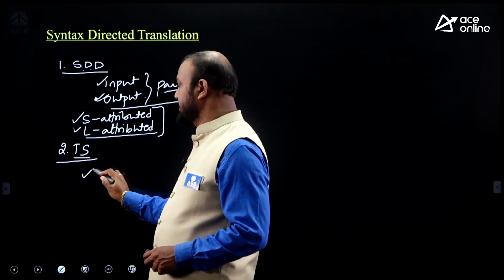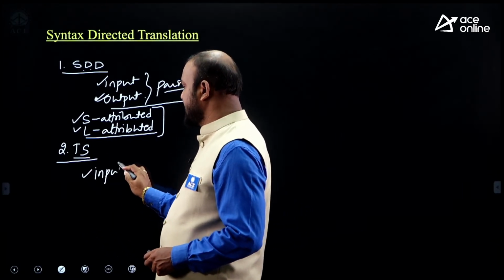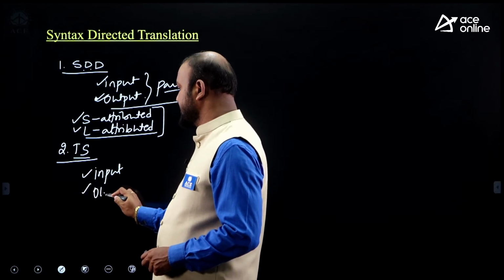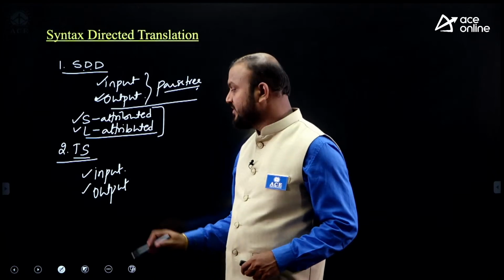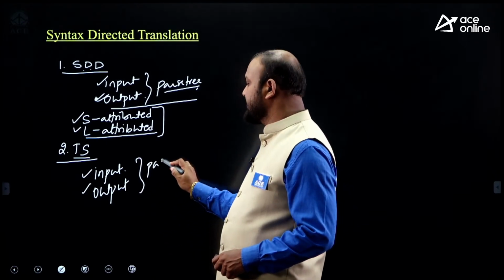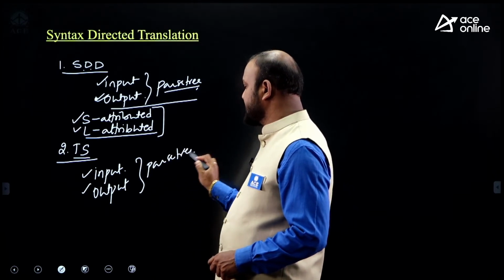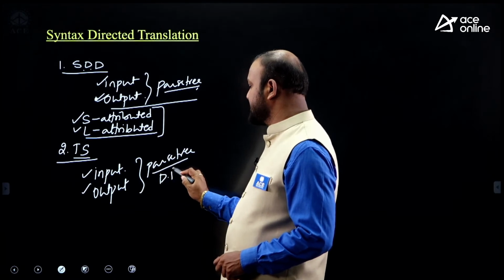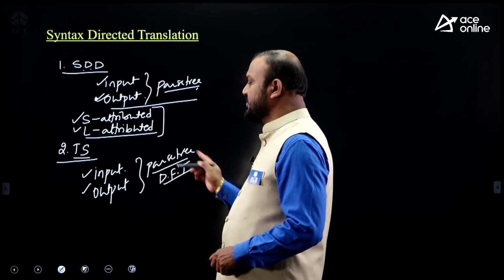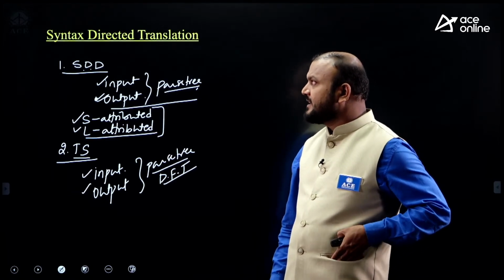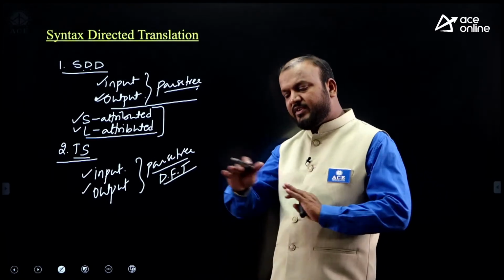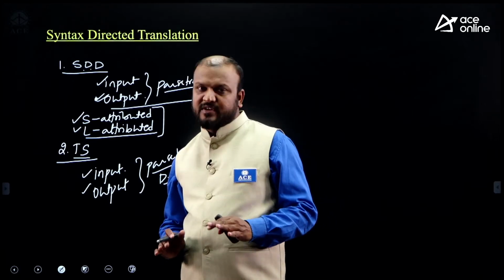And in the translation scheme, they will give you a translation scheme and an input, and ask you to find the output for the input. So how do you do this? For the input, you have to construct a parse tree and perform depth first traversal on the parse tree to get the output of the sentence. Especially in syntax directed translation, almost every corner has been touched in previous GATE papers.